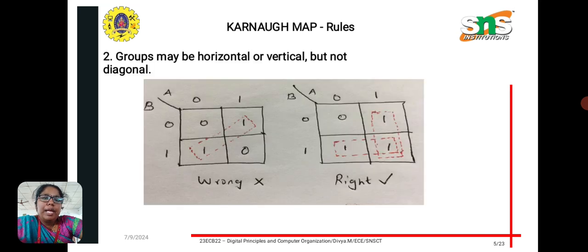Then groups may be horizontal or vertical but not diagonal. It may be either horizontal or vertical grouping; we cannot group diagonally. That's a wrong one. We have to group either in a horizontal or in a vertical position.